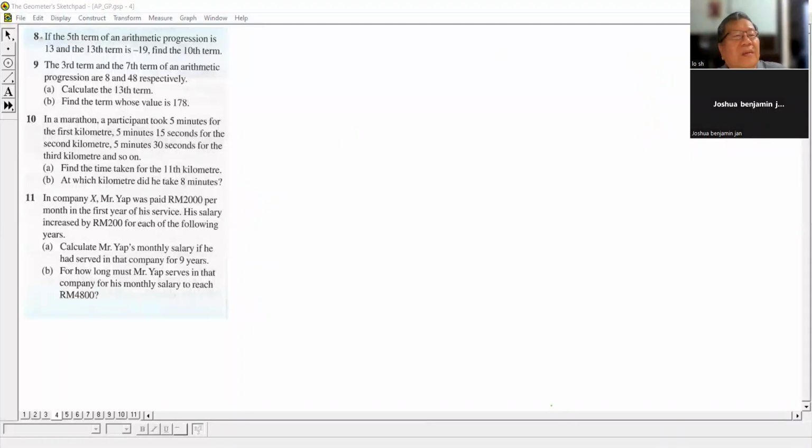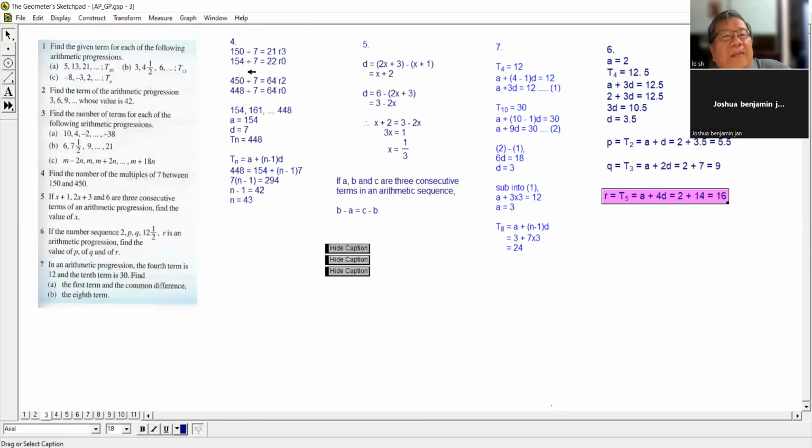So now for this you have to form equations. All these you have to form equations. How to form equations? You look at question number 7. In an arithmetic progression, the fourth term is 12, 10th term is 30. So from this statement, you change into symbol. Fourth term is 12, so you write down T4 is 12.